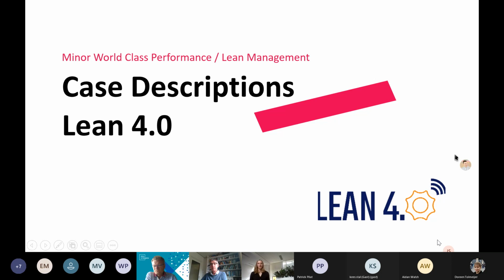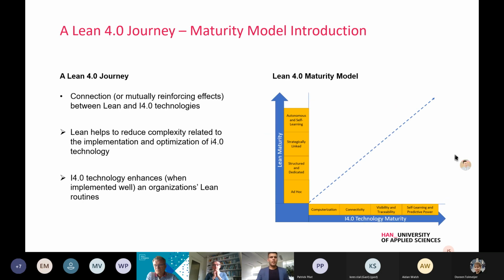Hello, I am Melanie de Vries. I'm an assistant researcher at the Han, and I'm currently also finishing my master's degree in organizational design and development. And together with Mitchell, I also followed the three cases that we will present today. Okay, thank you. Okay, so like Yannis described, a Lean 4.0 journey and into a maturity model. And of course, a maturity model is a simple version of the reality. So it's a way to describe the complexity of the real world into a model.